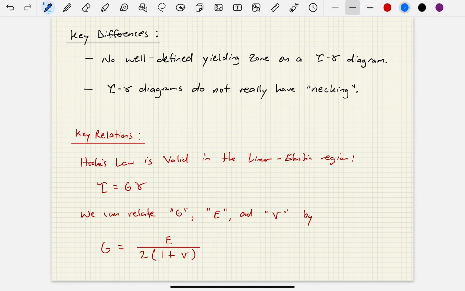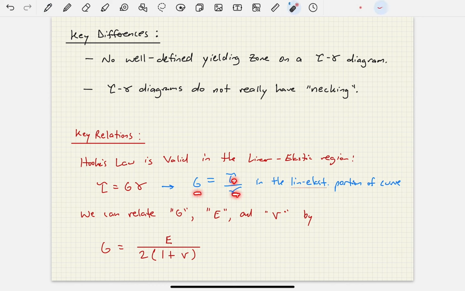I could say G is equal to tau over gamma in the linear elastic portion of the curve, okay? And so all I did was I said, okay, slope is rise over run, and then I rearranged it, and I got tau is G gamma, which is just a form of Hooke's law. That's it, okay? And then finally, we can relate G, E, and nu by the following relationship.